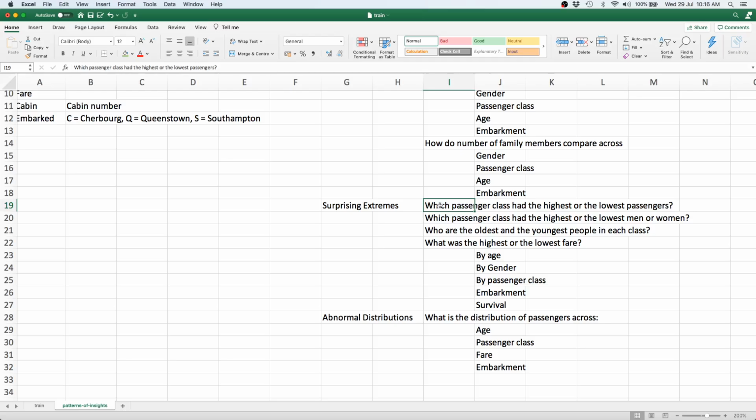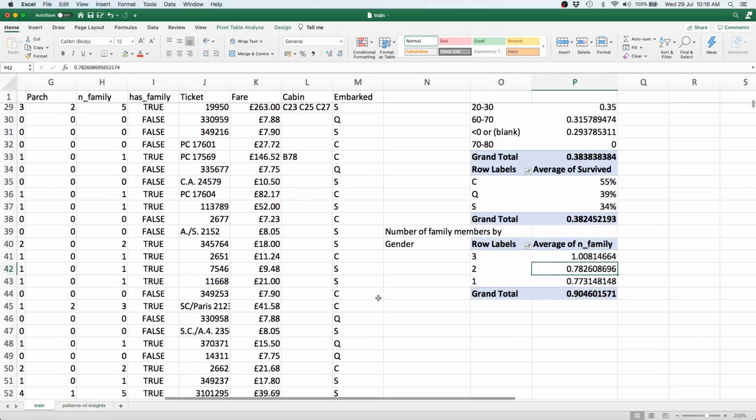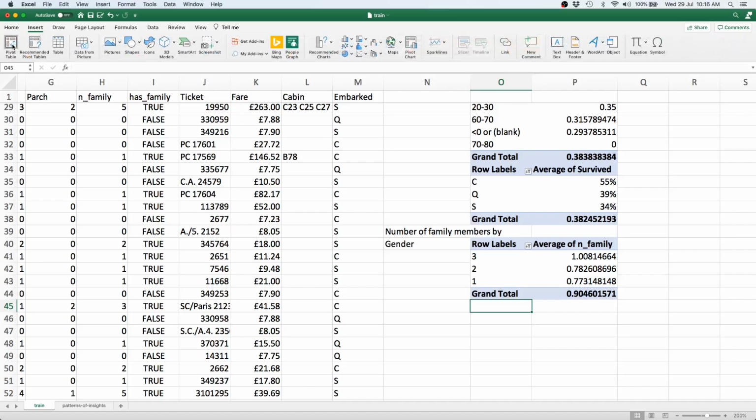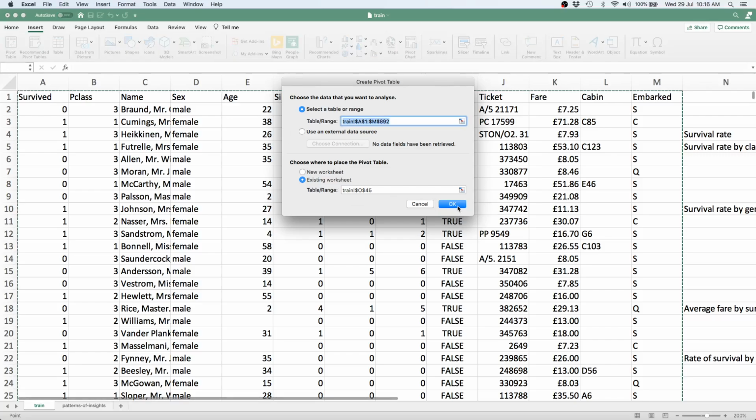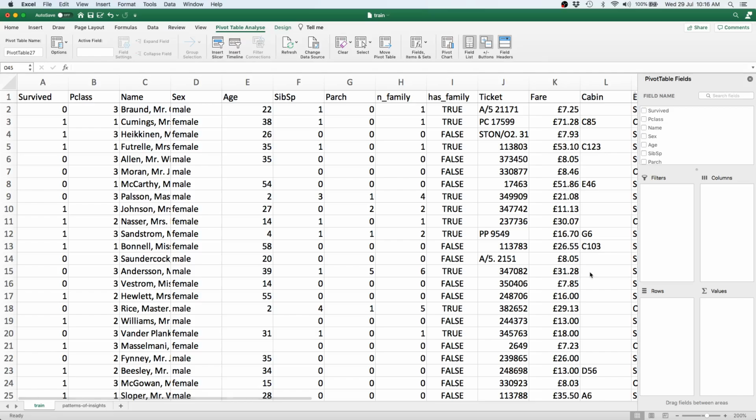Which passenger class had the highest or the lowest passengers? So let's take a look at this. This also requires a kind of a pivot table, but a slightly different aggregation. So let's go and insert the pivot table over here. Say that's the correct pivot table.